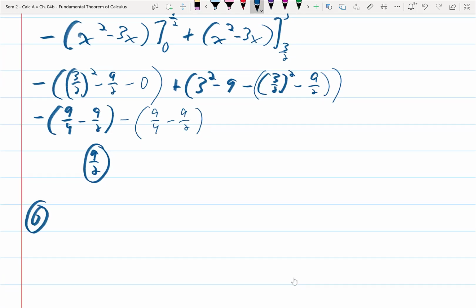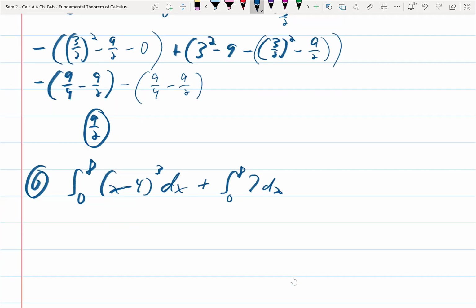Okay. Number 6. The integral from 0 to 8 of x minus 4 cubed dx. Let's just do another one. Plus the integral from 0 to 8 of 7 dx.